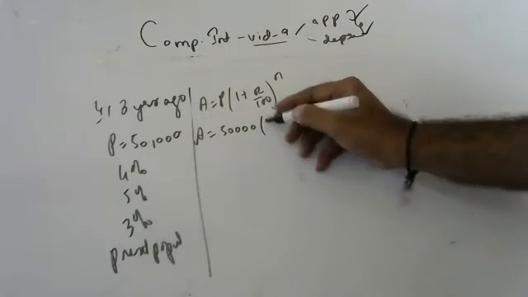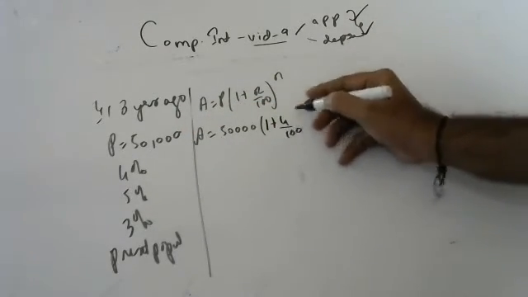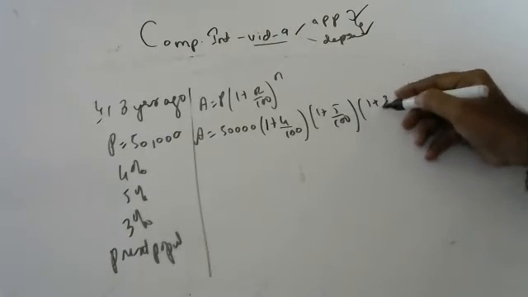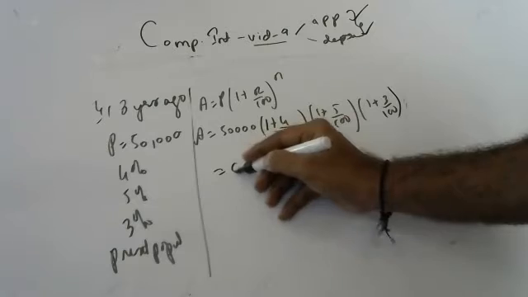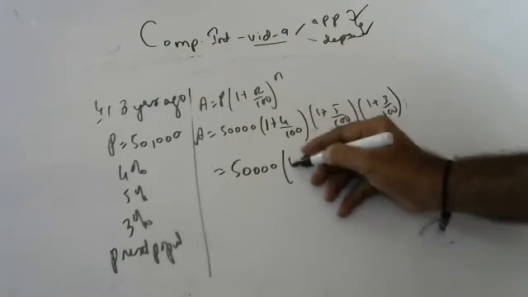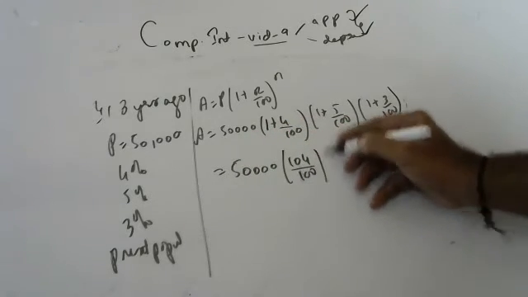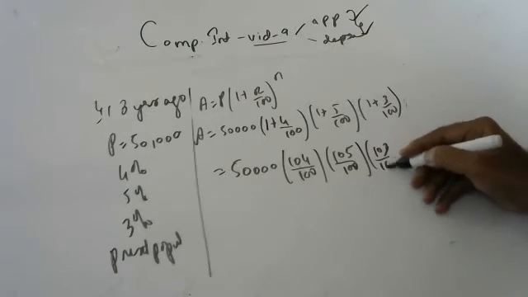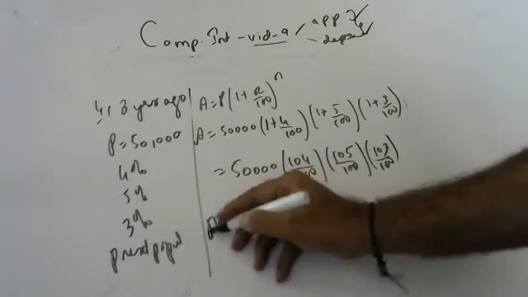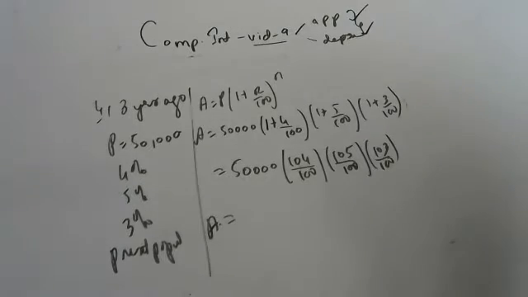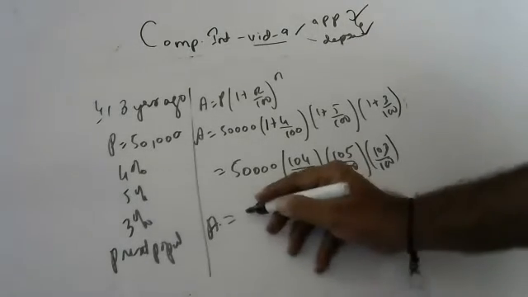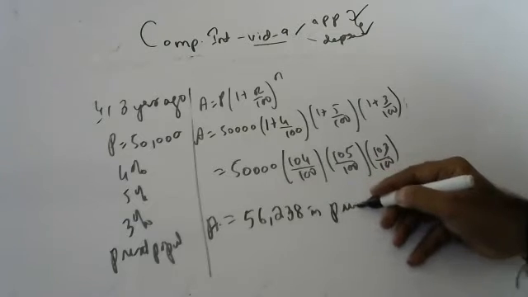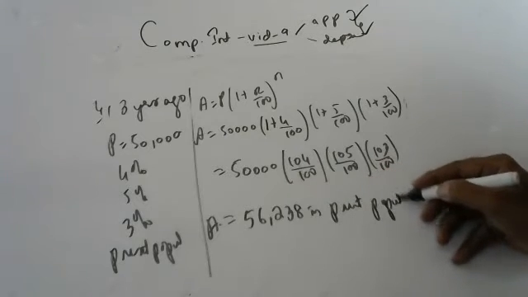Sir, amount is equal to 50,000 into 1 plus 4 by 100 into 1 plus 5 by 100 into 1 plus 3 by 100. Amount is equal to 50,000 into 104 by 100 into 105 by 100 into 103 by 100. Sir, the final answer is 56,238. Yes, the present population at this rate of increase.